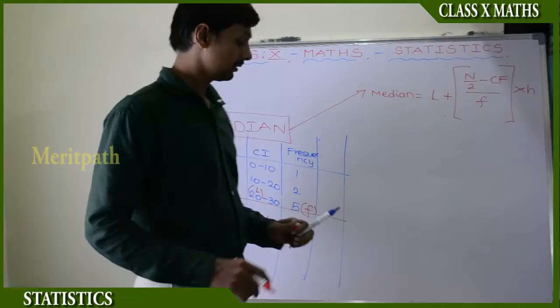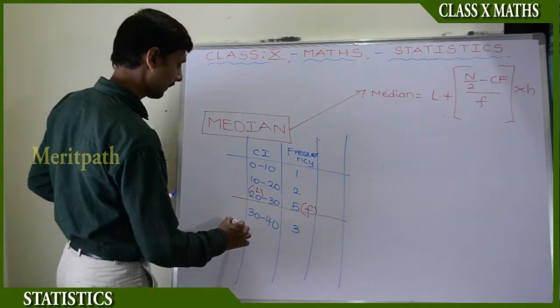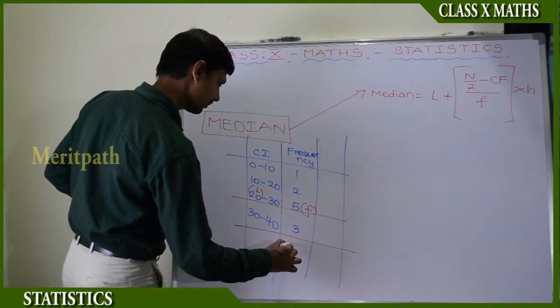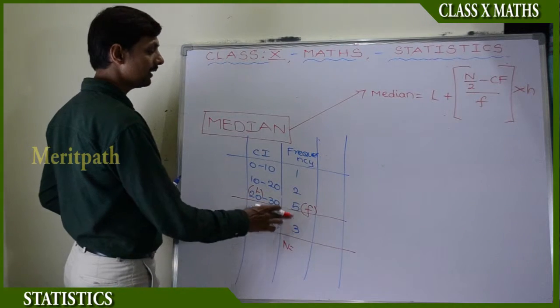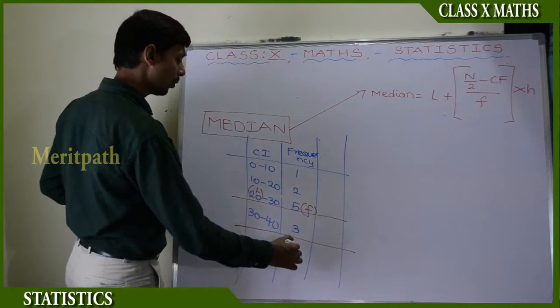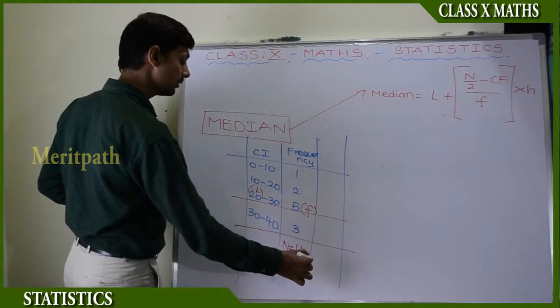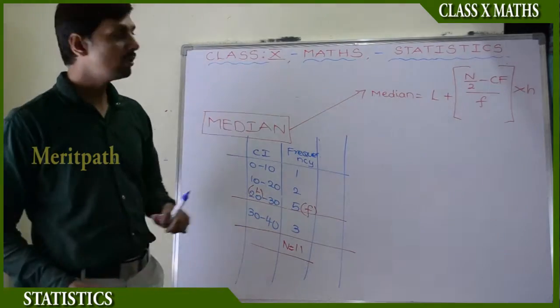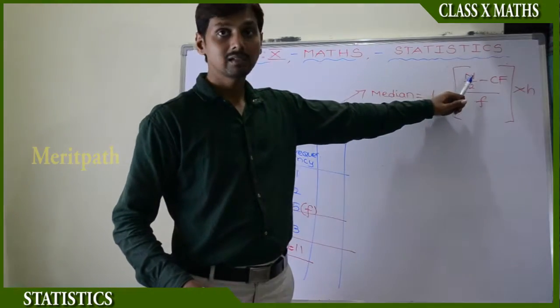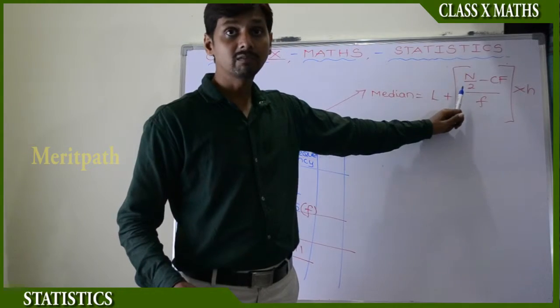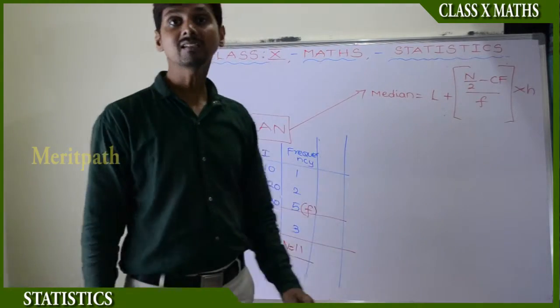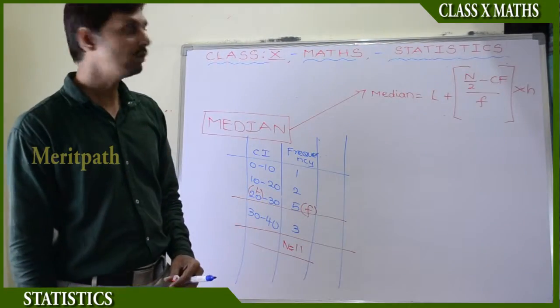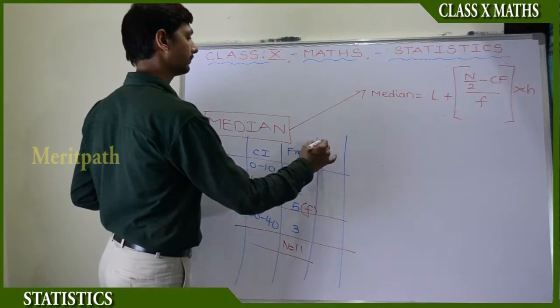N by 2 is nothing but the sum of the frequencies: 5, 3, 8, 8 to 10 plus 1 is 11. So the sum of the frequency is called capital N, and we divide it by 2, and minus CF. Cumulative frequency we need to find out.